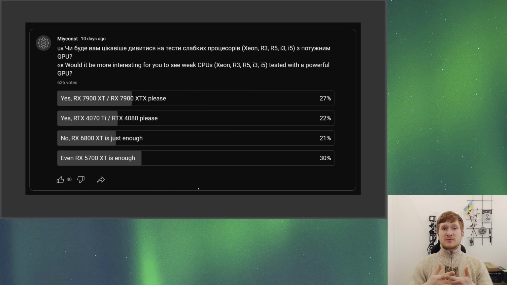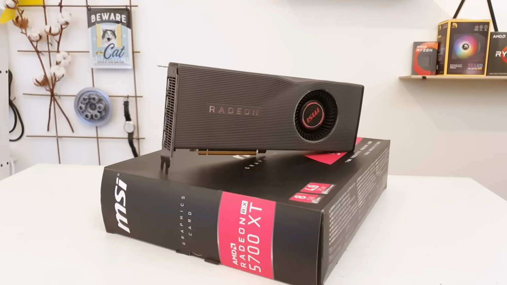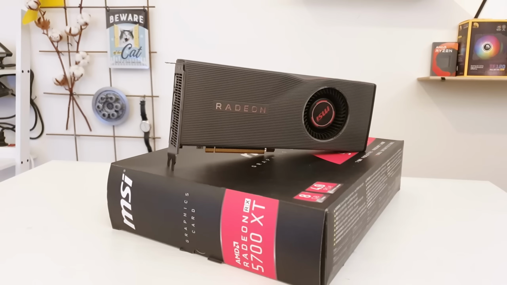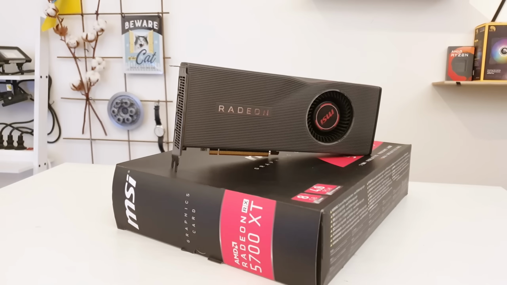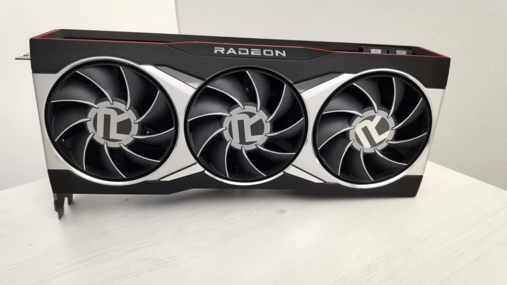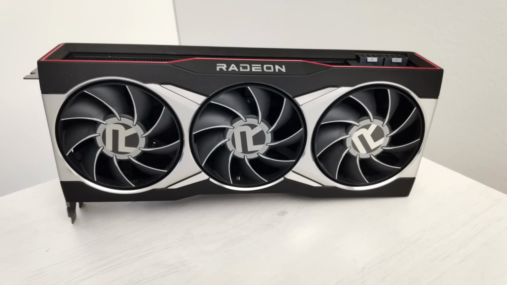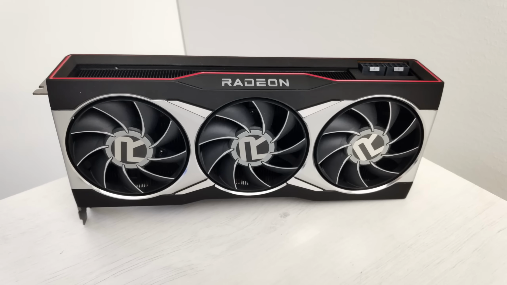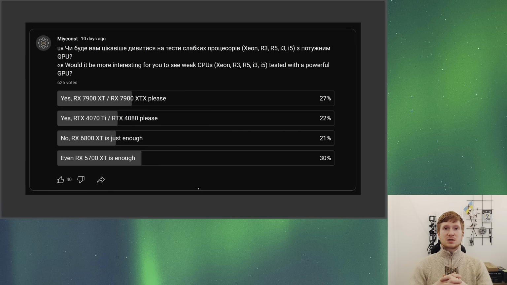Now it's time for the gaming benchmarks, but before I go into the numbers, I need to say that for this test I have used RX 5700 XT and not my standard RX 6800 XT. 6800 XT is currently in my main machine because I have sold my 6900 XT, and the money, well, Ukraine needs this money more right now. In the future I plan to buy 7900 XT or 7900 XTX, but for now, we have 5700 XT, and according to more than 30% of you, this is more than enough to test these old Xeon CPUs. By the way, everyone who answered in my poll, thank you very much, I appreciate your input.